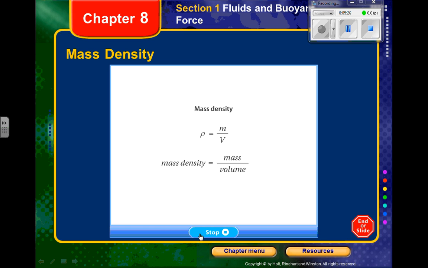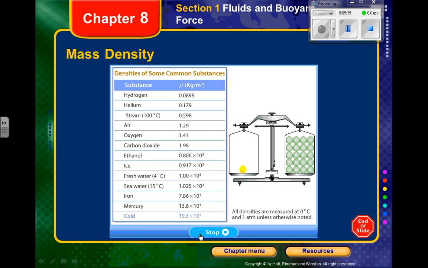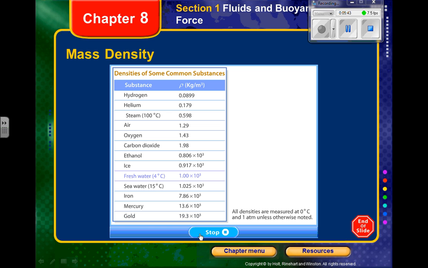Mass density is the mass per unit volume of a substance. The SI unit of mass density is kilograms per cubic meter. Gold is among the densest materials found on Earth. A balloon filled with gold would weigh as much as 20 water balloons. Who would do that though? Water is the standard of density. It has a mass of 1,000 kilograms per cubic meter, or 1 gram per cubic centimeter.